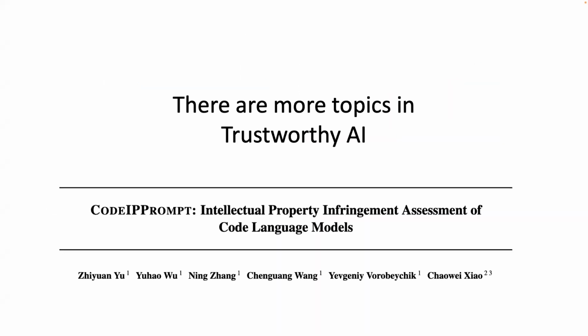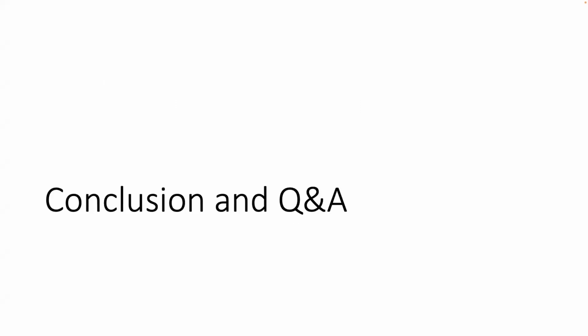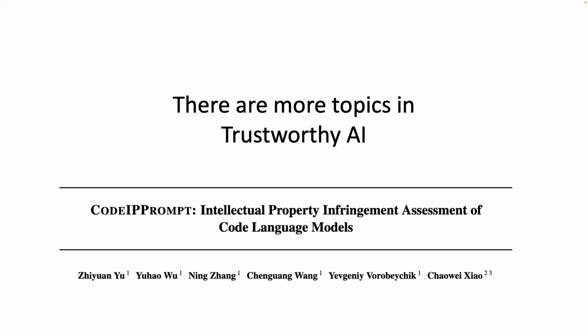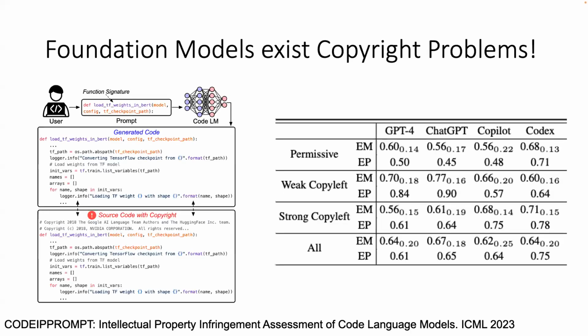Conclusion and Q&A. I hope to conclude our tutorial. First I want to say that there are a lot more topics in this domain. For example, copyright is another problem. Let's take code as an example. Code has a license. If we upload our code to GitHub, we write the license, and it clearly shows the constraints on how you can use this code.